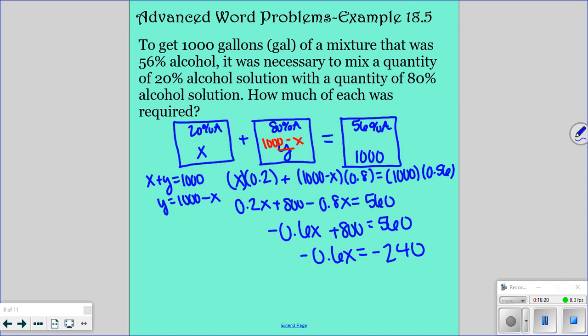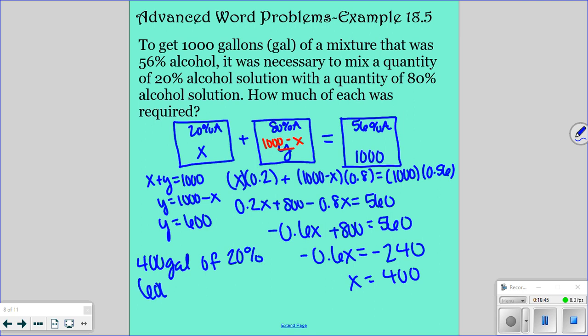And then if you divide by negative 0.6, your x value is going to be 400. So that means that your y value would have to equal 600. And so the way you write your answer for these, you need 400 gallons of the 20% solution, because that's what your x went with. And then you need 600 gallons of the 80% solution.